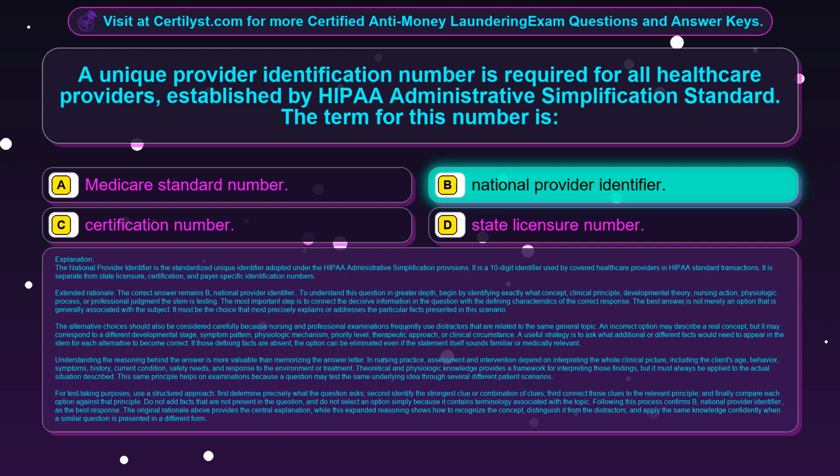Following this process confirms B, National Provider Identifier, as the best response. The original rationale above provides the central explanation, while this expanded reasoning shows how to recognize the concept, distinguish it from the distractors, and apply the same knowledge confidently when a similar question is presented in a different form.